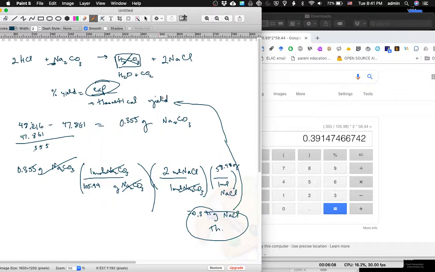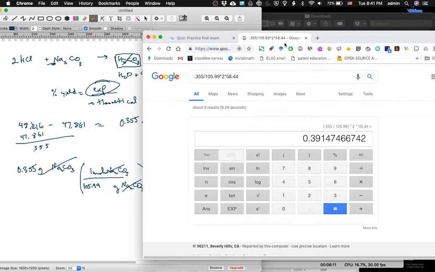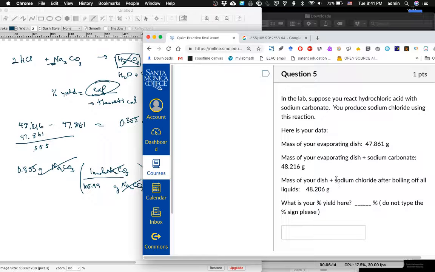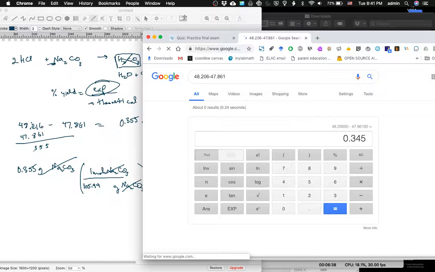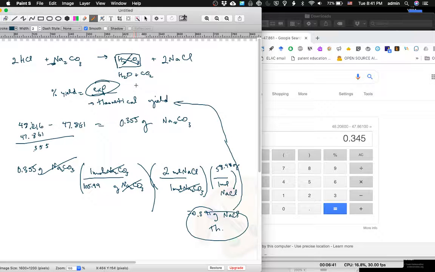Now we got to figure out the experimental yield, which is much easier. To figure out the experimental yield, we're going to get the mass of the sodium chloride. So here we have dish plus sodium chloride. You just got to get rid of the dish. So it's this number minus the dish, which is this number, right? 48.206 minus 47.861. And that's 0.345. So 0.345 grams are up here, and this was 0.391.